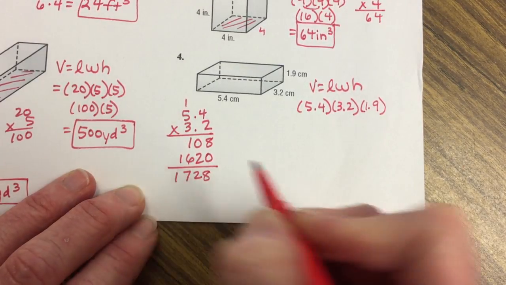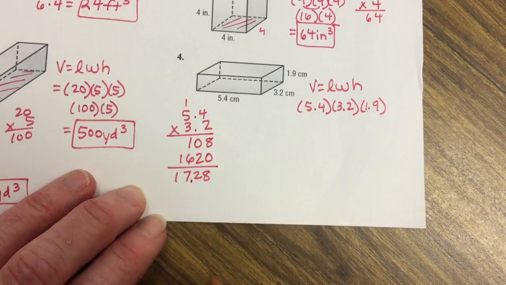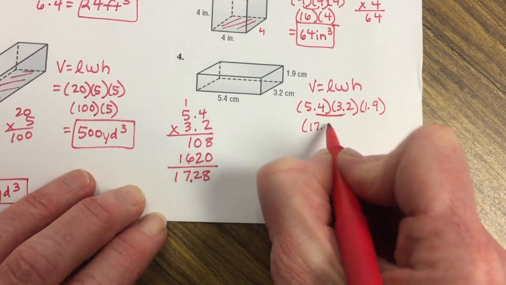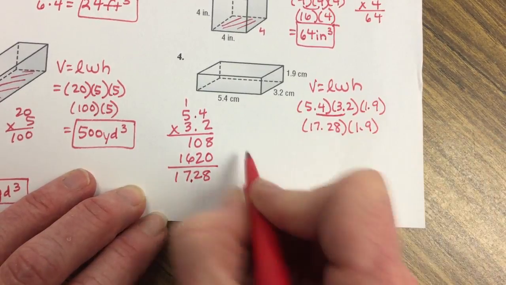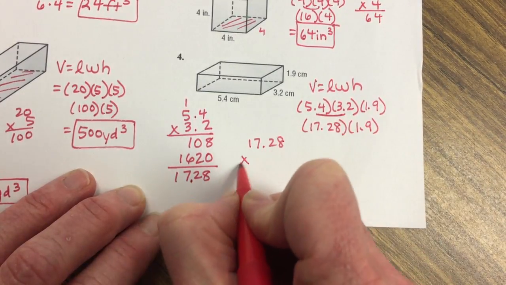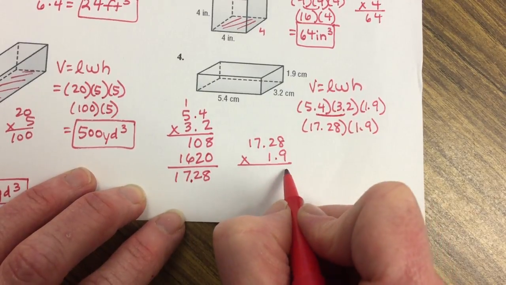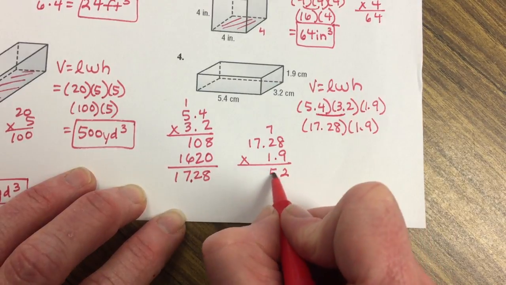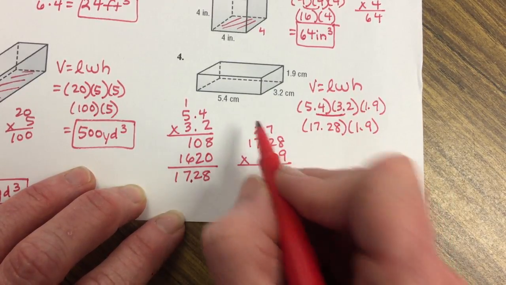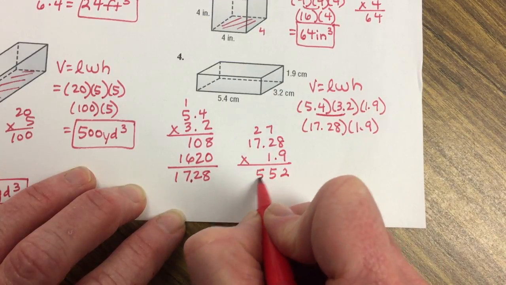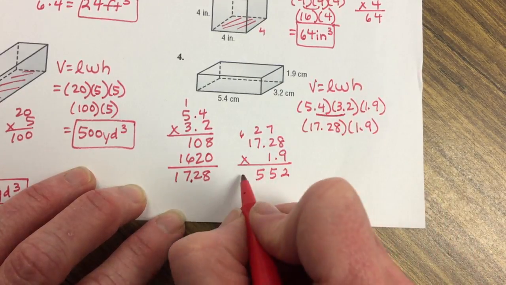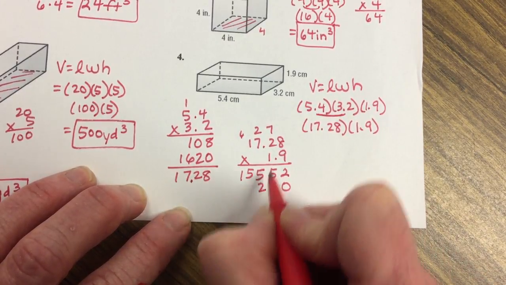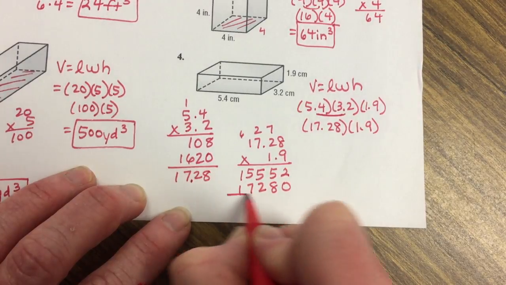Add these up, 1728. There are 2 decimals here, so 2 decimals here, 17.28. That's these 2 numbers, so I still need to multiply times 1.9, so 17.28 times 1.9. 9 times 8 is 72, carry your 7. 9 times 2 is 18, plus 7 is 25, carry your 2. 9 times 7 is 63, plus 2 is 65, carry your 6. 9 times 1 is 9, plus 6 is 15. Start with a 0. 1 times 8 is 8, 1 times 2 is 2, 1 times 7 is 7, 1 times 1 is 1. Add these up.